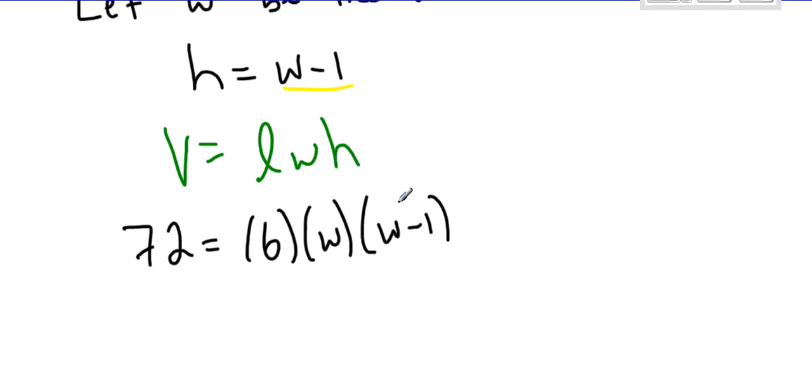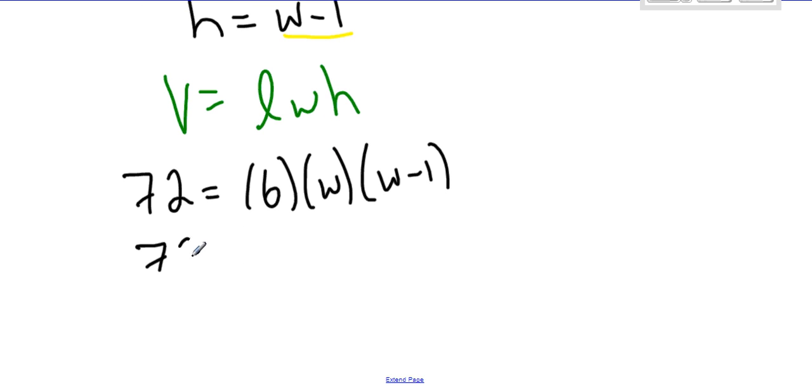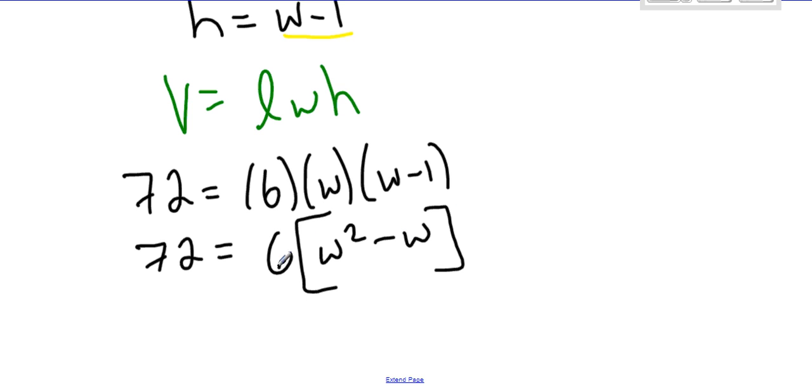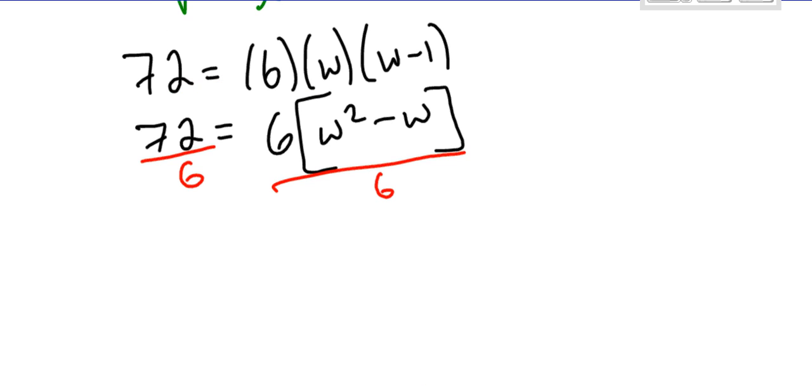So we're going to work with that w and try to solve for it. I'm going to deal with the w's for a second. w times w is w squared. w times negative 1 is negative w. Rather than multiply by 6, I'm just going to divide both sides by 6, so that I can get rid of that multiplication by 6 and work with slightly smaller numbers. 72 divided by 6 is 12. So I have 12 equals w squared minus w.